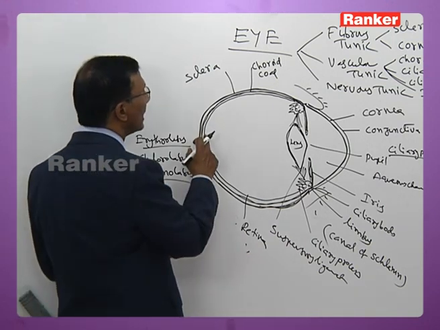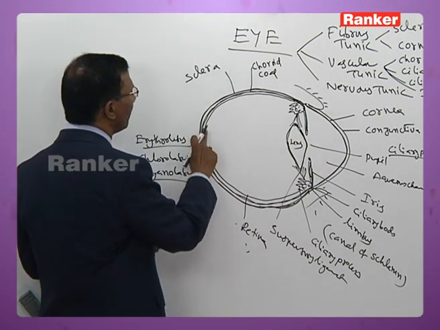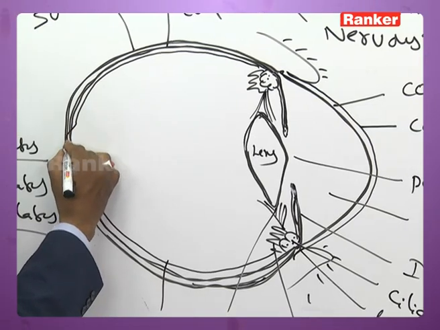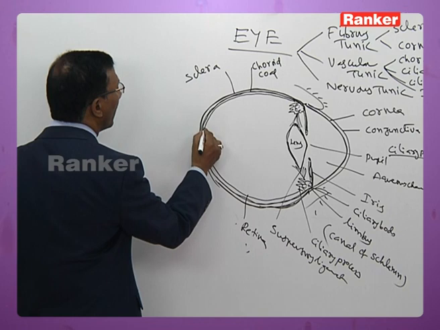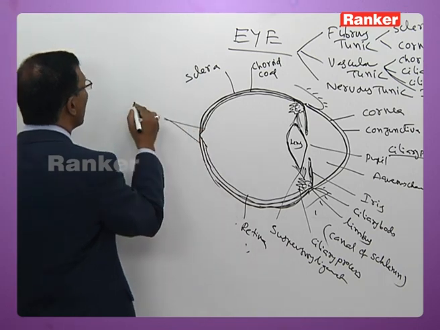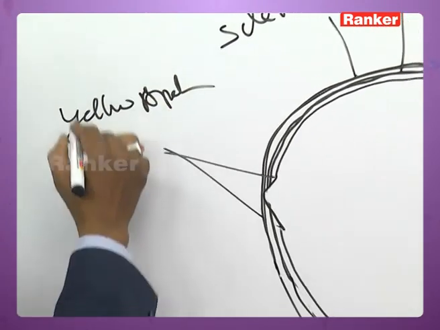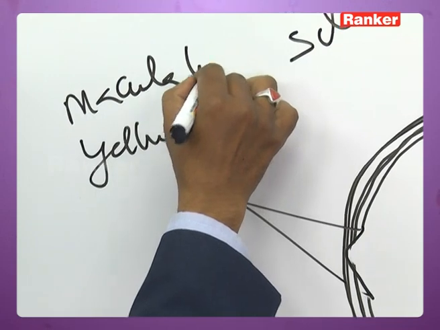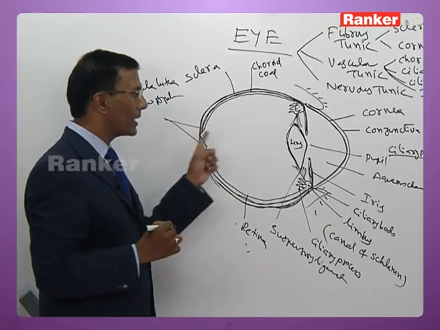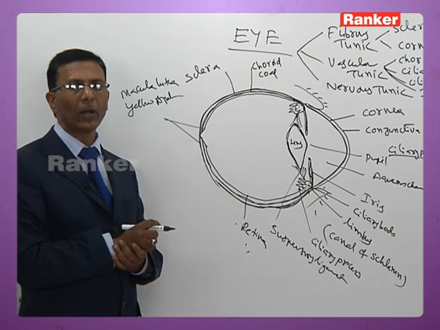Then the part of the retina that lies opposite to the pupil is slightly concave. This concave part of the retina, the entire concave part, is called yellow spot or macula lutea.